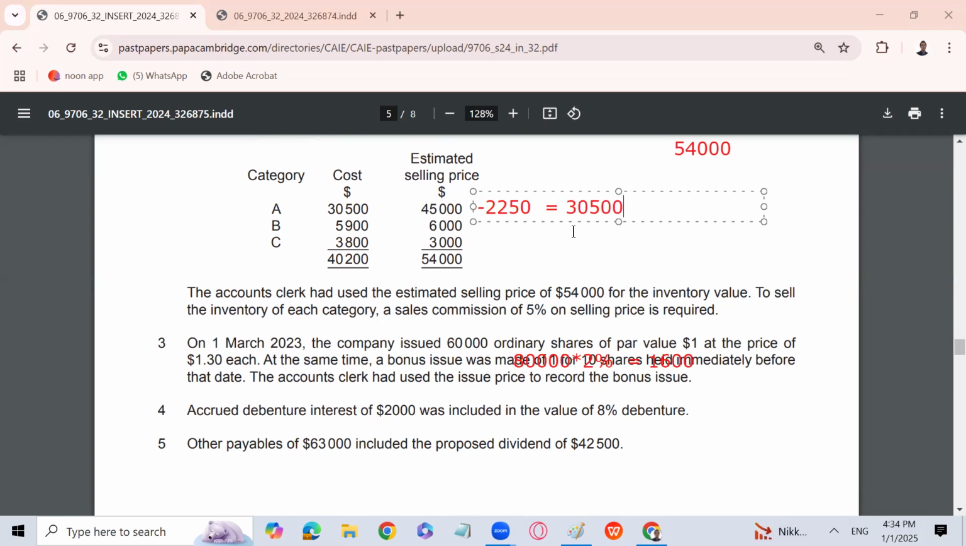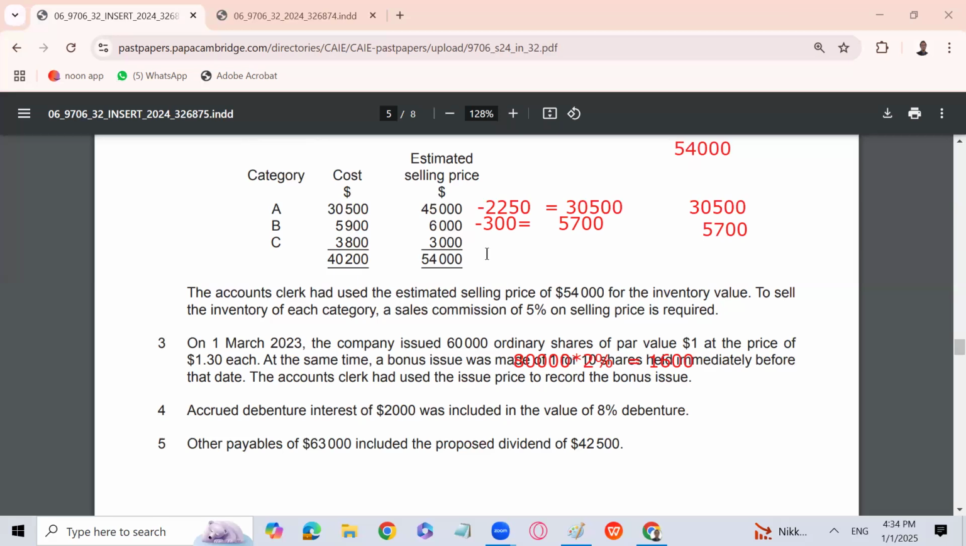So you can easily see which is the lower value; both are the same. So 30,500 I will take. Next, 5,900 and 6,000 minus 5%, which is 300. That will become 5,700. So between 5,700 and 5,900, NRV is less, so I will write 5,700. Now I will take 5,700 rather than 5,900.